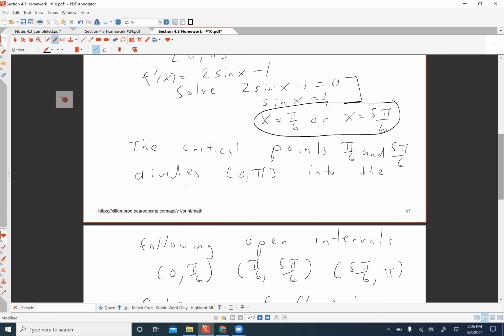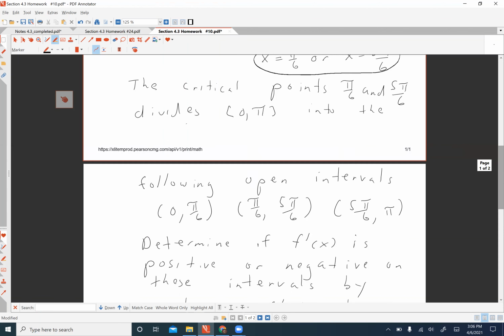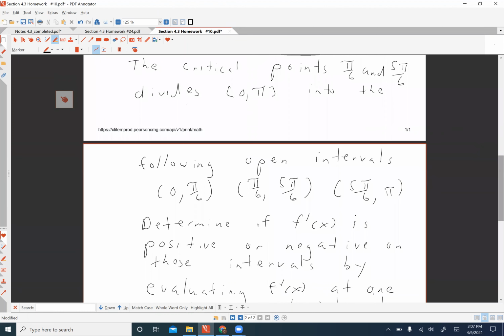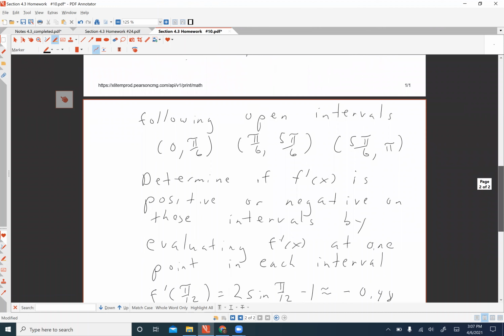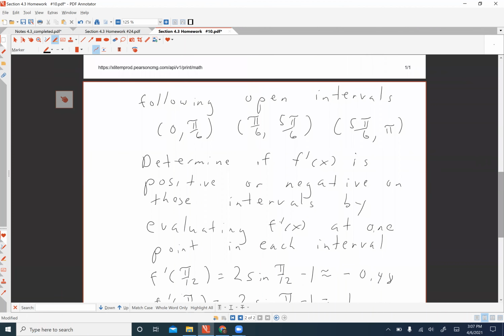So the great thing is, okay, we find the critical points. We use the critical points to divide the interval of interest into segments. And then all we have to do is take one point in each open interval to determine if the derivative is positive or negative. And again, what point do you pick? You pick points that are convenient if they exist.